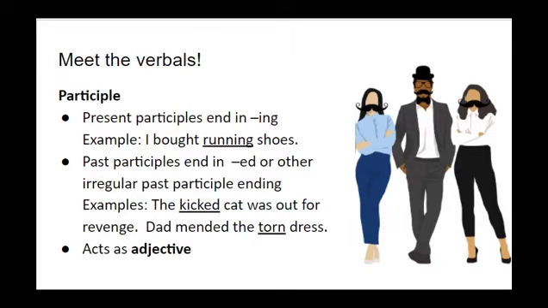Okay, our third kind of verbal is the participle. We've got present participles that end in ing, and we just saw that example. I bought running shoes. And then we've got past participles that end in ed, or it may be like an irregular past participle ending. And if you want to know what the past participle is for a verb, say, I have blank. I have run, I have bought, I have kicked, I have seen. And then that little past participle form works as an adjective. So you could say, the kicked cat was out for revenge, or Dad mended the torn dress. But participles act as adjectives. If it's a participle, it's an adjective.